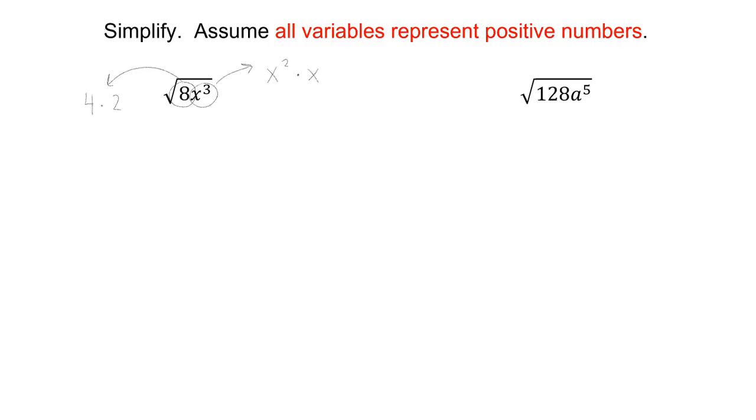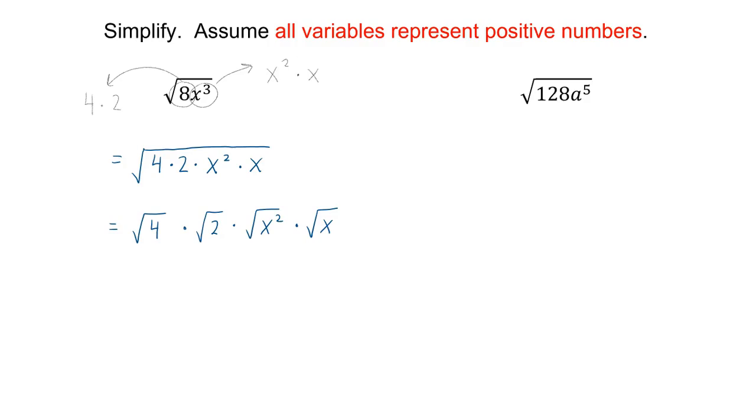For the variable portion x cubed, the biggest perfect square that will evenly divide x cubed is x squared. So we'll rewrite x cubed as x squared times x. So that gives us the square root of 4 times 2 times x squared times x, which is the same thing as the square root of 4 times the square root of 2 times the square root of x squared times the square root of x.